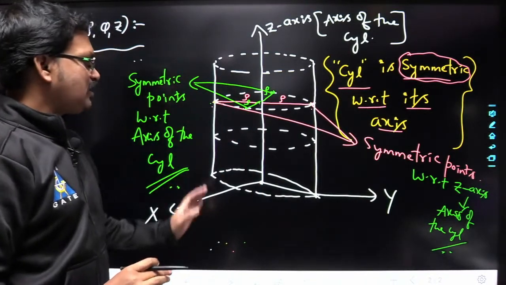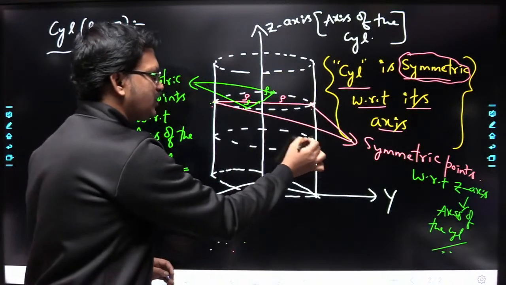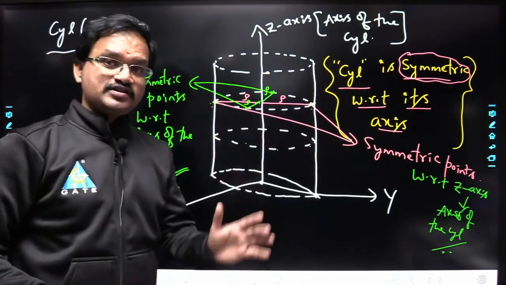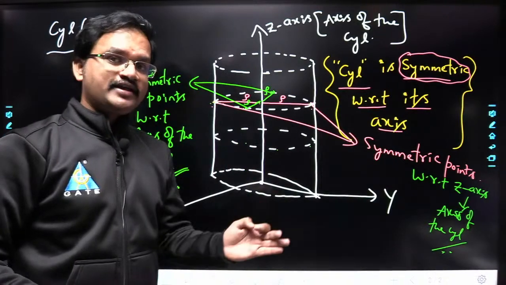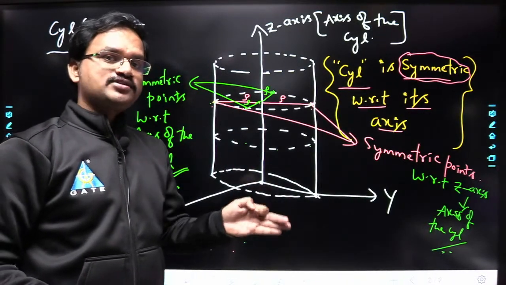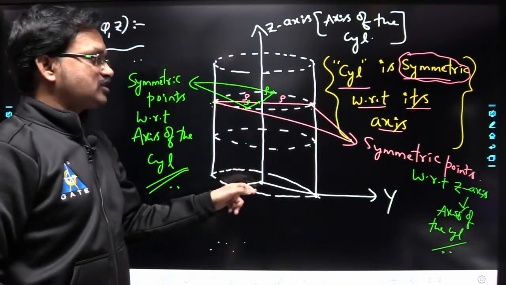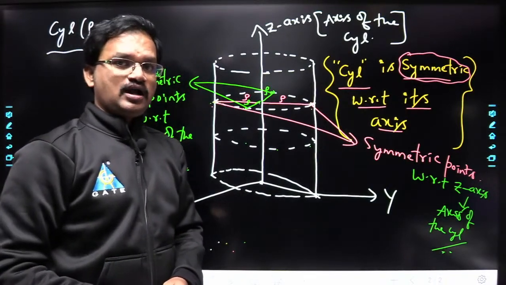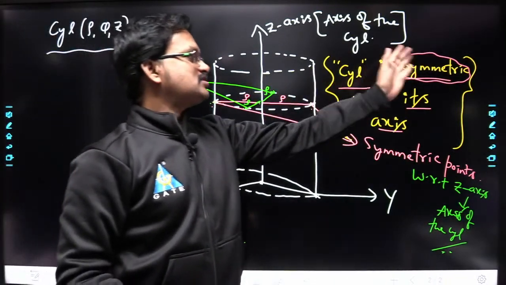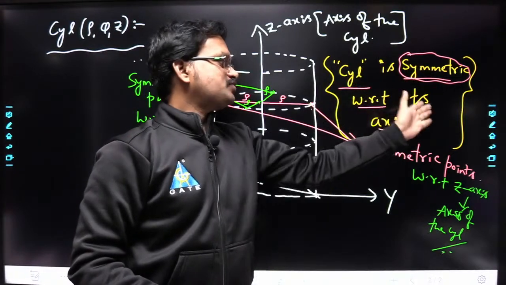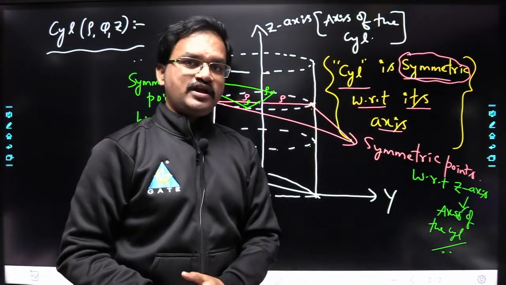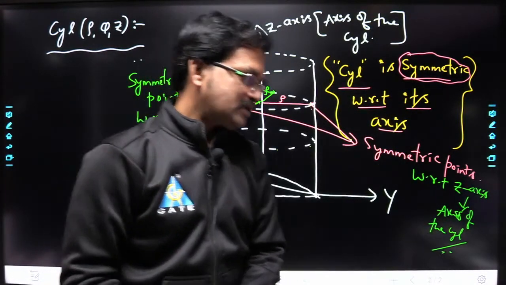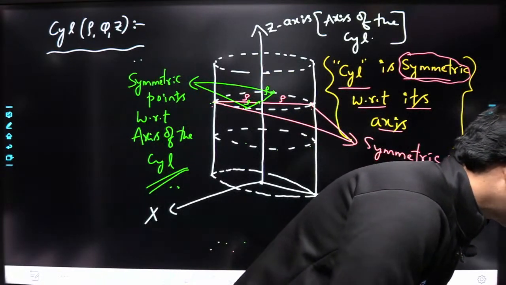So in that manner, for each and every point on the surface of the cylinder, all those points are symmetric with respect to this z axis. Understood? So that's why we call this cylinder symmetric with respect to its axis. Okay, so I hope it is clear here.